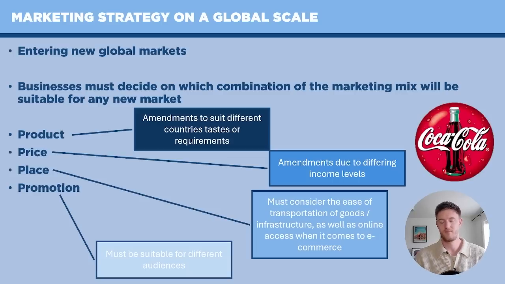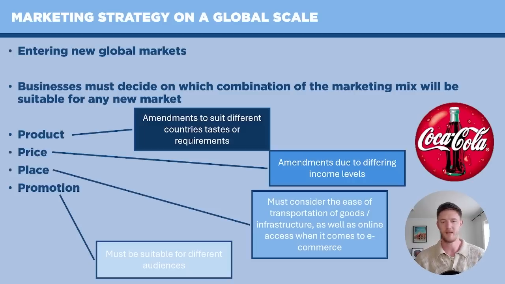Prices will have to be amended depending on different income levels. The place: thinking about how easy it is to get products around, thinking about transportation and infrastructure, whether it's easy to get your products to little stores. Where do people buy their products? Coca-Cola, for example, in the UK, people buy their groceries from supermarkets, and so the main place they'd want to be is in supermarkets. In other countries, like in India, for example, people go to smaller, more localized market stores rather than drive into the big supermarket like we do.